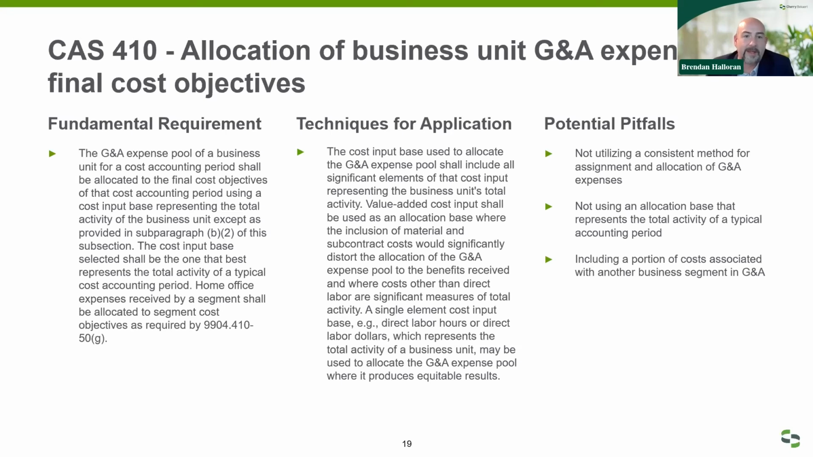And so you've heard a lot of the same rationale for many of these standards. And so, is that typically your overall administration management costs, but also how are they allocated throughout? So, some of the techniques for application, obviously, the cost input base used to allocate G&A expense really needs to be representative of the business activity as a whole.